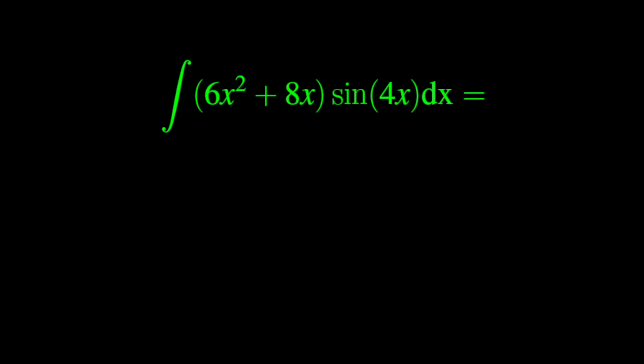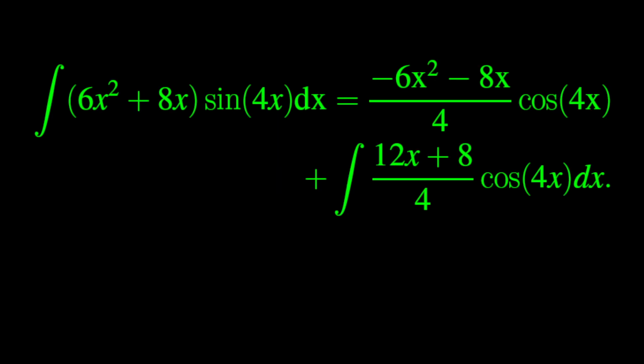Ultimately, the integral of (6x² + 8x) times sine of 4x dx is equal to minus (6x² + 8x) over 4 times cosine of 4x, plus the integral of (12x + 8) over 4 times cosine of 4x dx. Consequently, we still have to integrate (12x + 8) over 4 times cosine of 4x, using integration by parts.